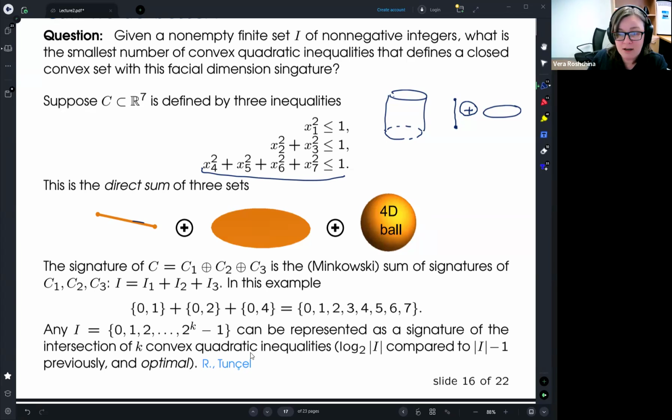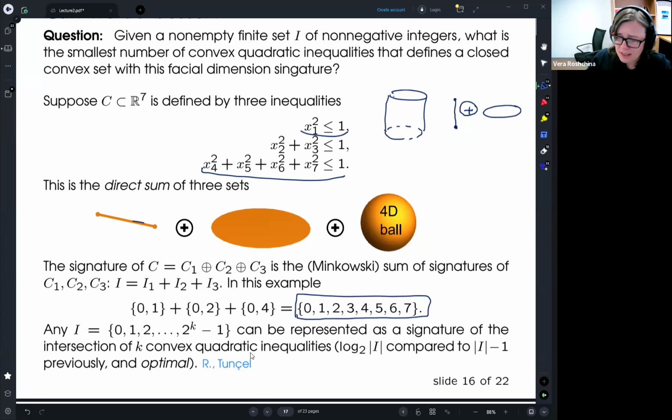are the Minkowski sum of the dimension signatures. So if my sets have certain dimension signatures, in this case, the line segment has dimension signature 0, 1, the disk has dimension signature 0, 2, and the Euclidean ball, a 4-dimensional Euclidean ball, has dimension signature 0, 4, then I will obtain the signature that goes from 0 to 7 and covers all numbers.